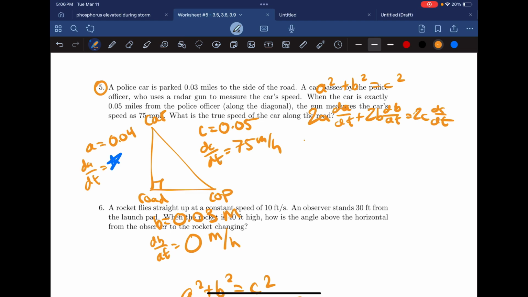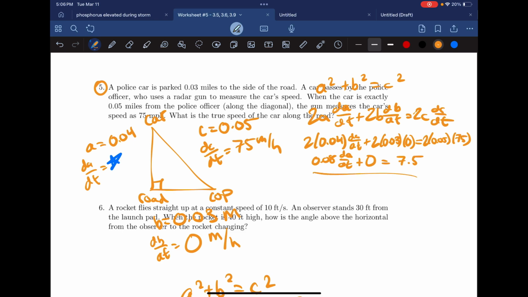So that's going to be 2 times, we said A is 0.04, times DA/DT, plus 2 times, we said B is 0.03, times DB/DT, which we said is 0, equals 2 times, we said C is 0.05, times DC/DT, which we said is 75. So then that's going to be 0.08 times DA/DT plus 0, right? Because all this is nice and fancy, but when it's all multiplied by 0, it just ends up being 0. Equals 2 times 0.05 is going to be 0.1, and that's going to be times 75, and that's just going to give us 7.5.